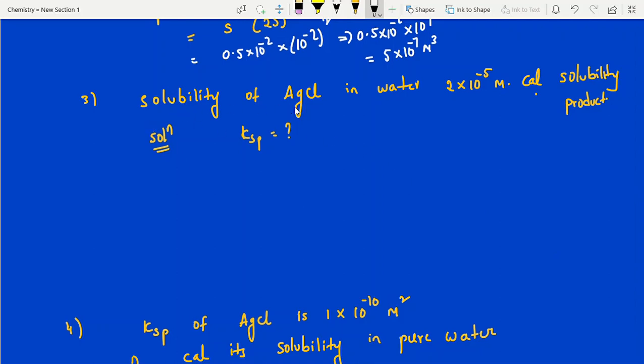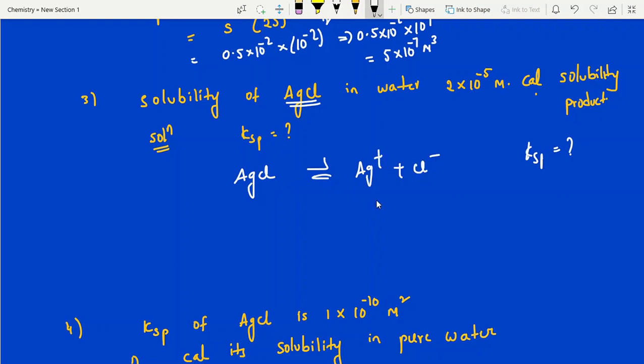See students, next is a very simple model. This is NEET level, a little easy zone, this ionic equilibrium. Definitely we can expect this type of question. Solubility of AgCl in water is 2 into 10 to the power of minus 5 molar. Calculate the solubility product, KSP. AgCl is only partially soluble, but even so we can calculate. How does it dissociate, students? Ag plus, Cl minus.